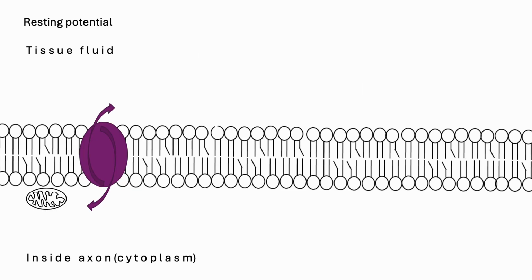Okay, so first question, how is a resting potential established across the neuron membrane? I'm going to show the animation, and as we go through the animation, the marking points will appear so you can mark your work as we go.